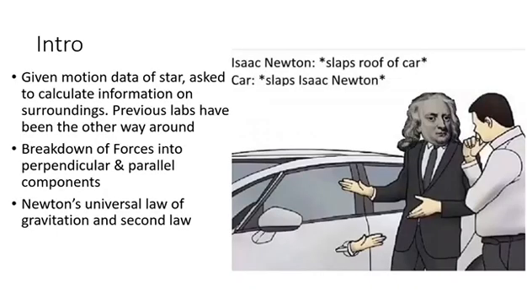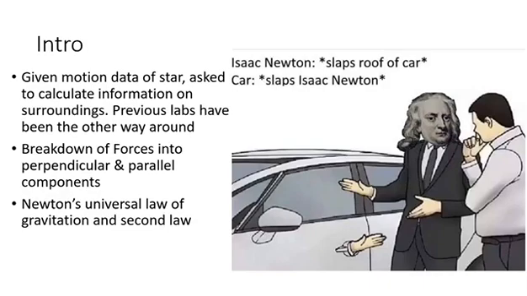So in this lab, we're given the motion data of a star around a black hole, and are asked to calculate the mass of that black hole. The interesting thing is that we've done this before in previous labs, but the other way around, where we are given information about the object and asked to calculate data about its motion.